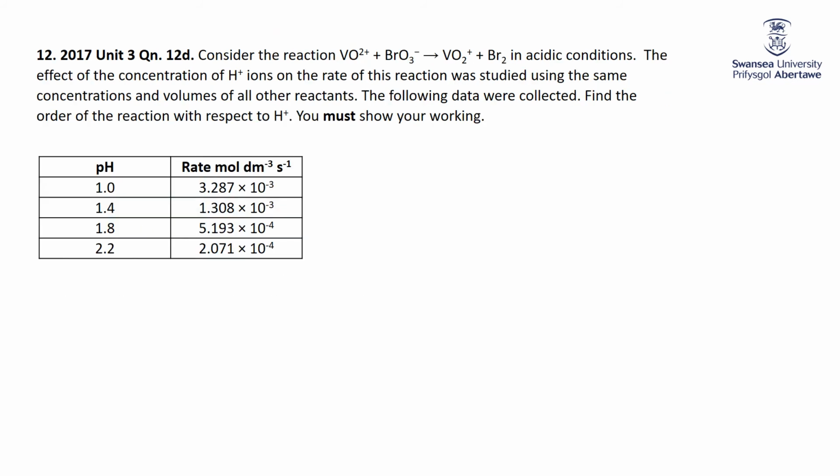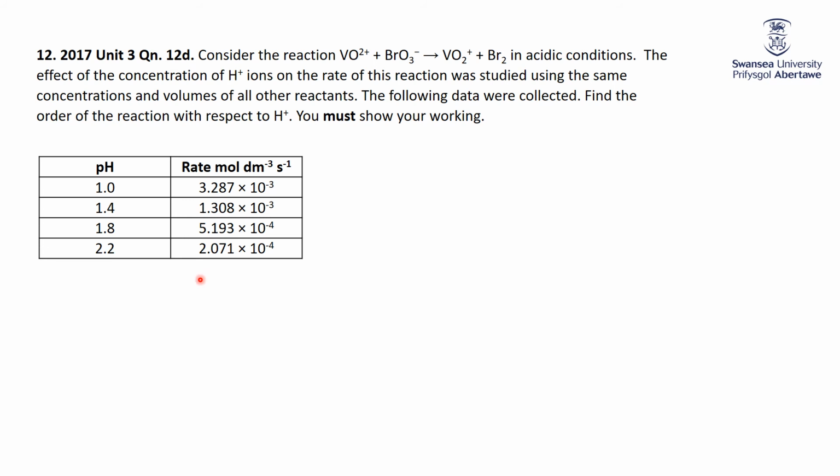Considering the reaction VO2+ plus BrO3- goes to VO2+, so some nice vanadium chemistry, plus Br2 in acidic conditions. The effect of the concentration of H+ ions on the rate of this reaction was studied using the same concentration and volumes of everything else. The following data were collected. Find the order of reaction with respect to H+. So here's our pH, there's the rate.